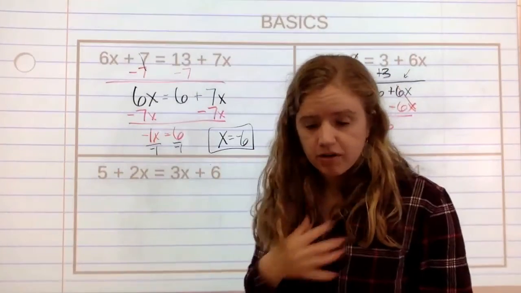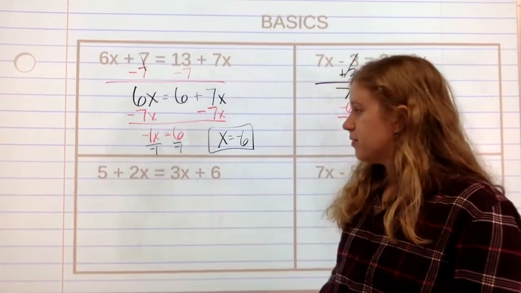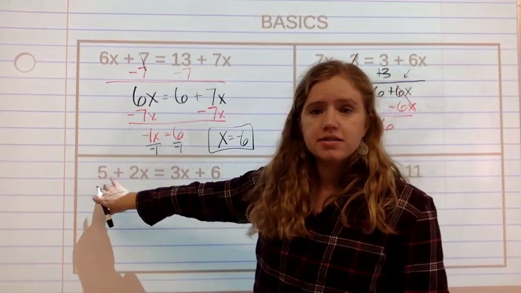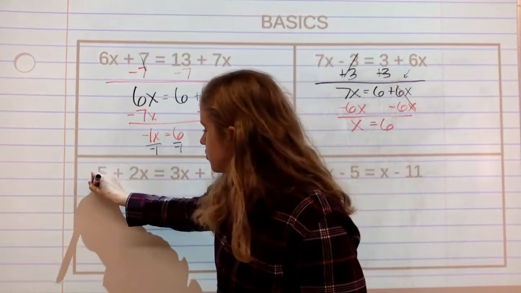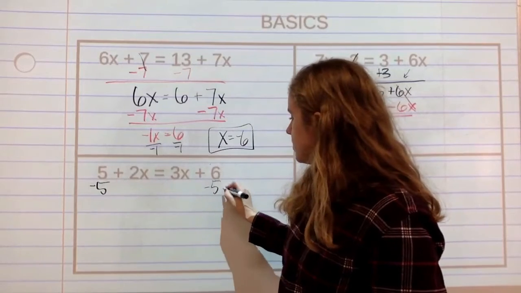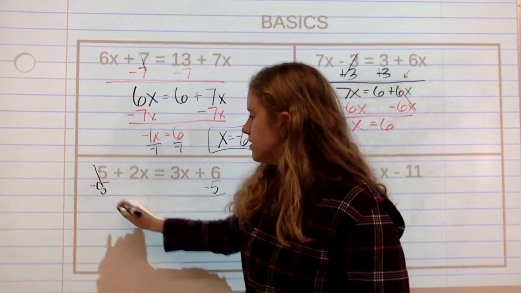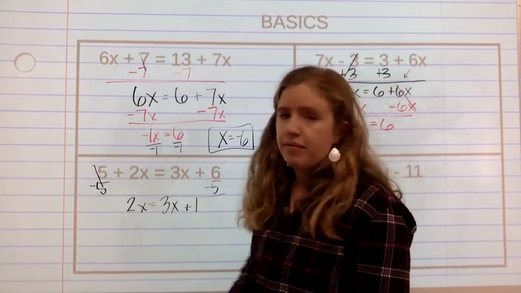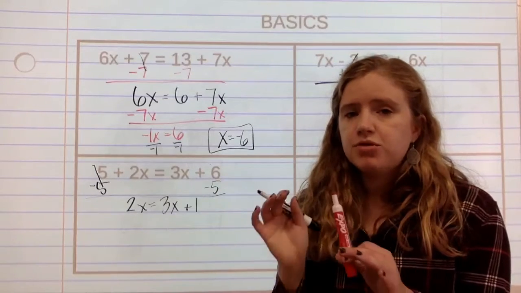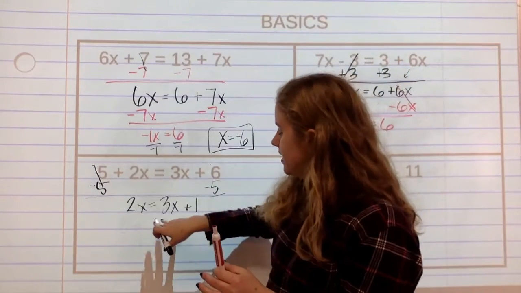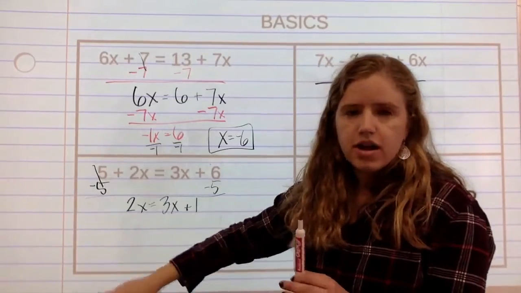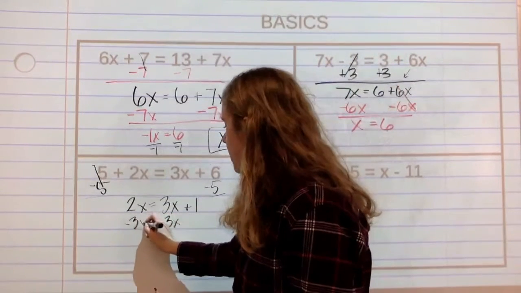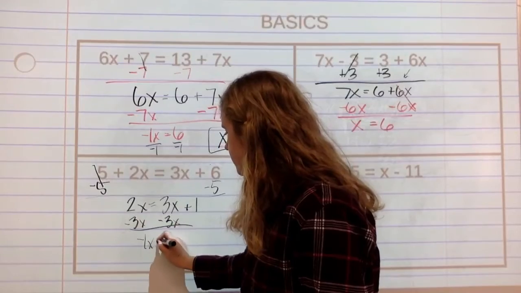Again, I prefer to move my constants over to this side. So this time they're in a different order, but that's fine. I'm going to move this 5, which is a positive 5, over to this side. So I need to subtract 5 from both sides. 5 minus 5, you get 2x equals 3x plus 1. Okay, so now all we need to do is move the x's to the other side. So if I need to move this 3x over here, I'm going to subtract the 3x. Ooh, we're going to get a negative again. That's fine. Negative 1x equals 1.